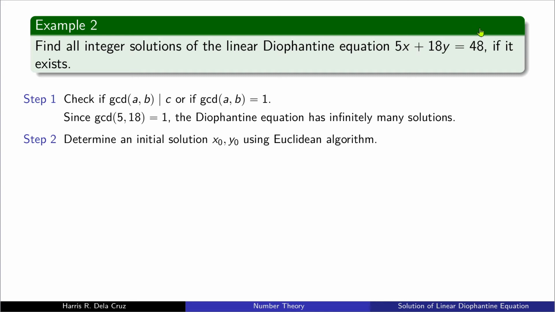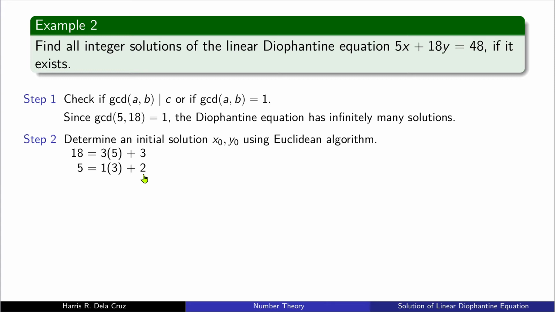But if it so happened that these values are large and guessing is hard, you can always use the Euclidean algorithm. For the purpose of discussion, let's use the Euclidean algorithm. Divide the bigger number 18 by 5 to get the GCD. So 18 is 3 times 5 plus 3. So divide now 5 by 3. 5 is 1 times 3 plus 2.